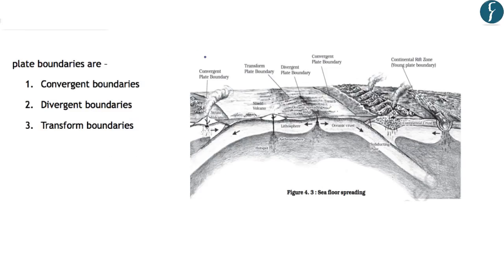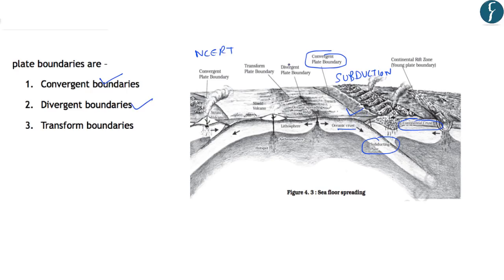Now we can see the interaction of plates in this diagram, and both these diagrams have been taken from NCERT. So you should refer to NCERT also for understanding the plate tectonic theory. Now at the location of the convergent plate boundary, the oceanic plate is getting subducted under the continental plate. So this is a zone of subduction, and this is the zone of fold mountains and earthquakes.